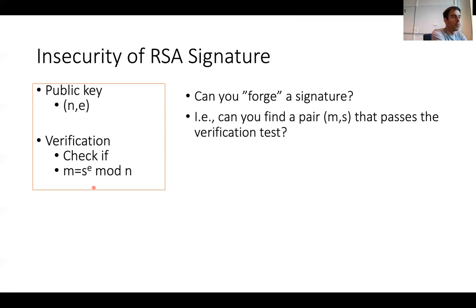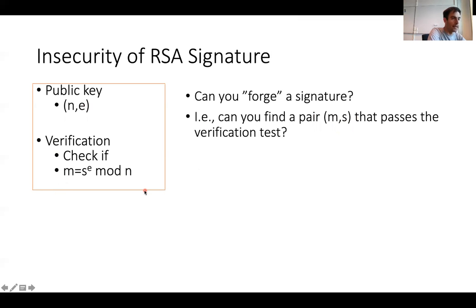So actually, I would invite you to pause the video here and try to think about this. Let's see if you can find an attack. Let's see if you can find a way of computing a pair M and S such that it passes the verification test. So pause the video now.